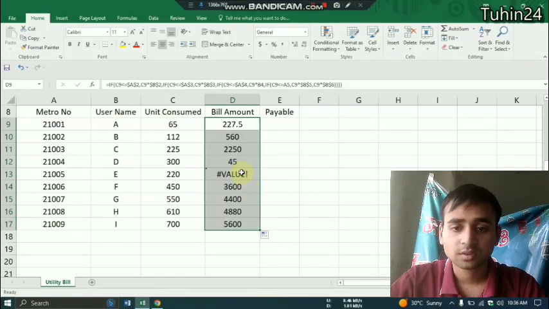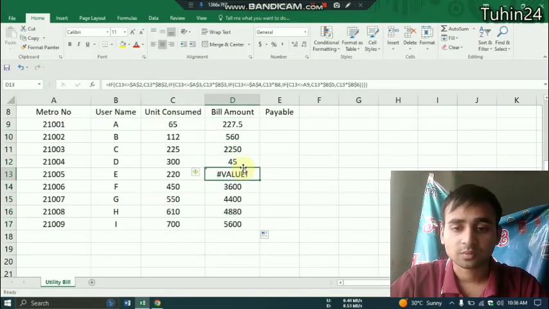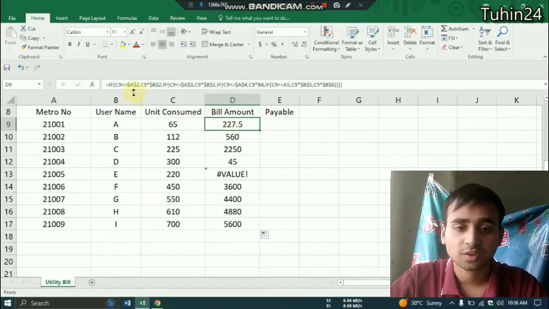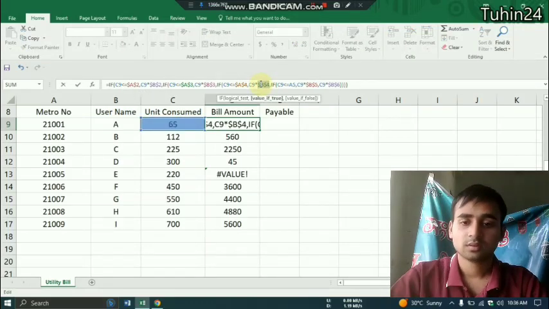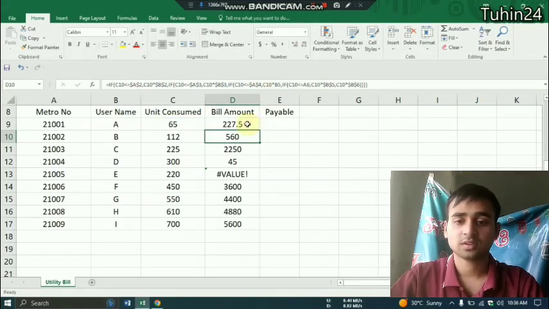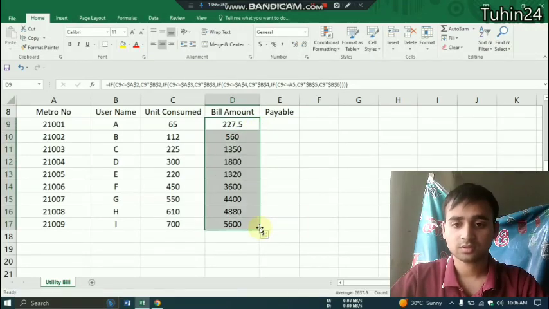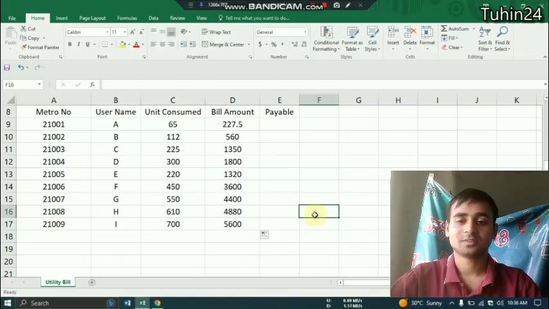We can see the value is in incorrect mode, so we have to check if there is anything wrong with it. So you can see that everything was not fixed, so that's why this problem occurred. So now if we just try, then we will find the values, bill amount.